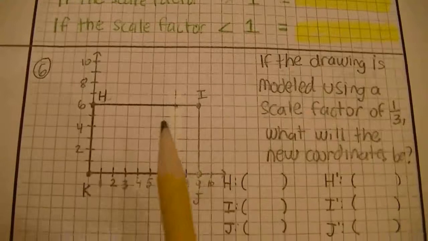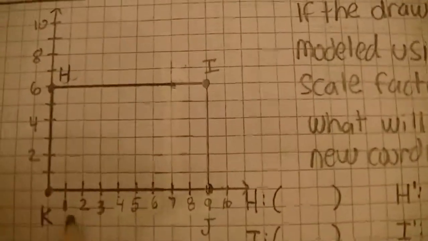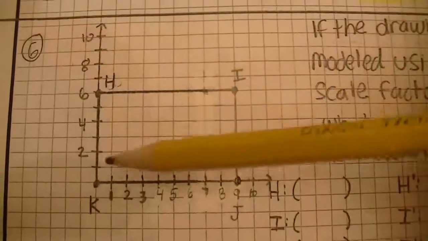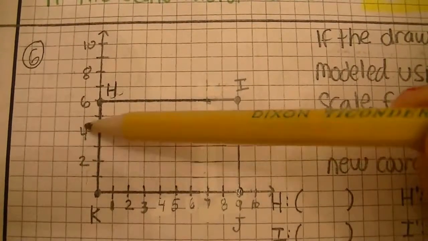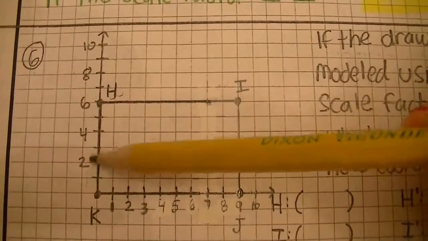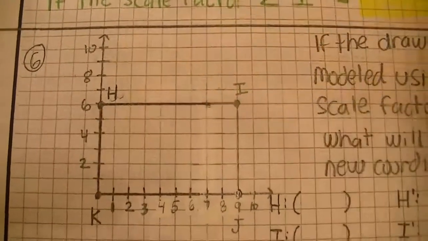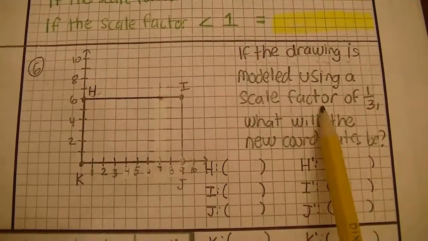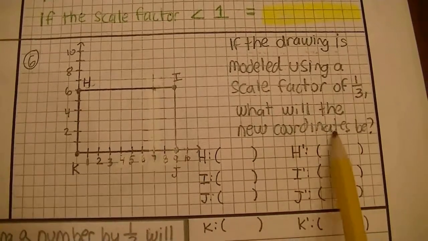Okay, so it looks like we've got a rectangle right here, and there's a grid. Let's see, the x-axis is counting by 1s, the y-axis is also counting by 1s, but I can see that they just left the number out right there in between, but they kept the tick mark, and they did that, or I did that when I wrote this because I just need more room. Okay, so if the drawing is modeled using a scale factor of 1/3, what will the new coordinates be?